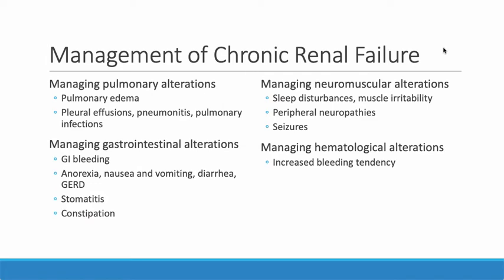Well, very briefly, you know that when we don't manage it, we end up with volume overload causing pulmonary edema, pleural effusions, pulmonary infections, pneumonitis. All those things happen with pretty decent regularity and frequency in patients with end-stage renal disease. They also end up with gastrointestinal alterations like GI bleeds, anorexia, GERD is a major problem. Constipation is also an issue. Again, that volume status.